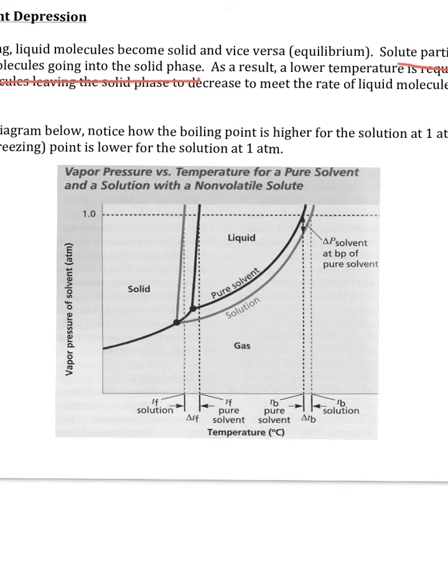On the phase diagram here, you can see the pure solvent compared to the solution. The solution has a lower freezing point, and that occurs here at this temperature, and a higher boiling point occurring here at this temperature.